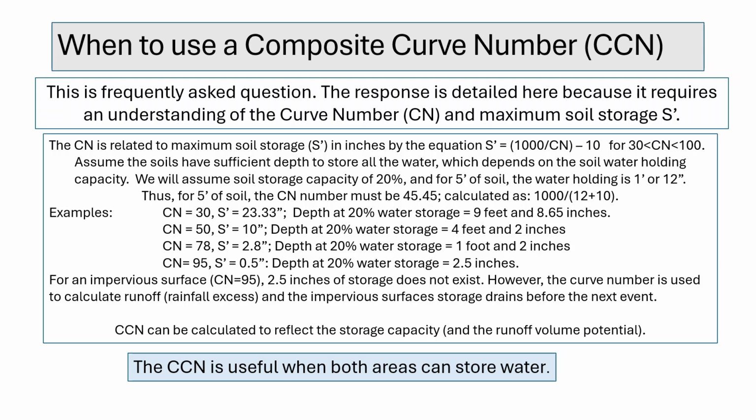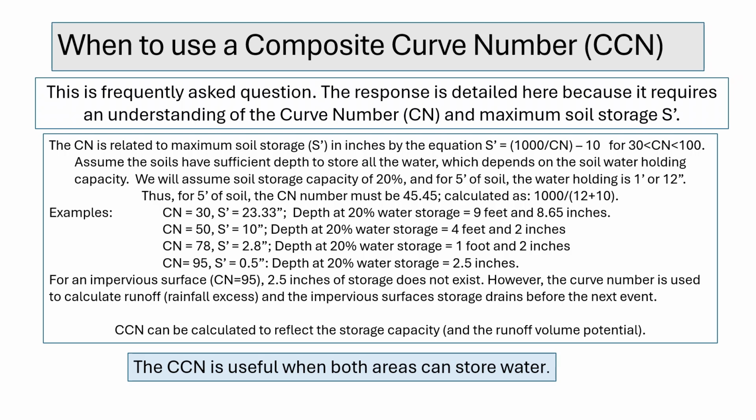To make this concrete, consider a soil with a water holding capacity of 20%. For a soil profile 5 feet deep, that works out to 1 foot or 12 inches of storage. Plugging that into the equation gives a CN of approximately 45.45. That connection between soil depth and CN value is critical to understanding when composite curve numbers are valid.